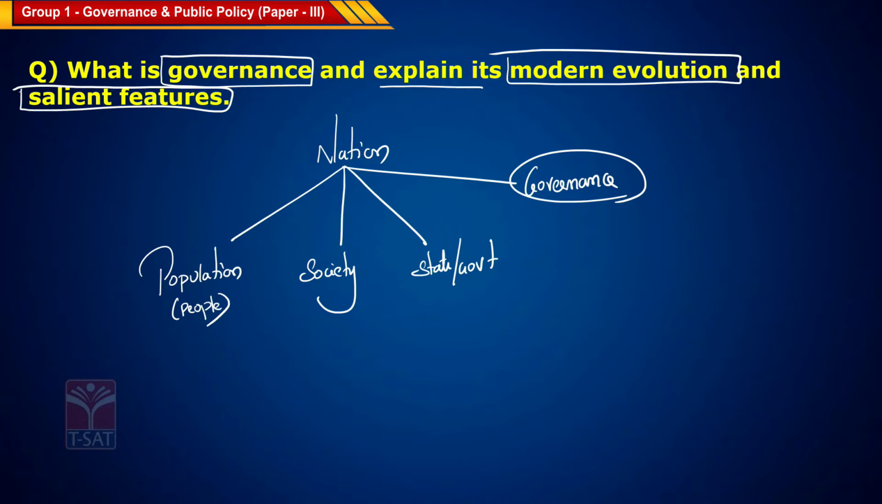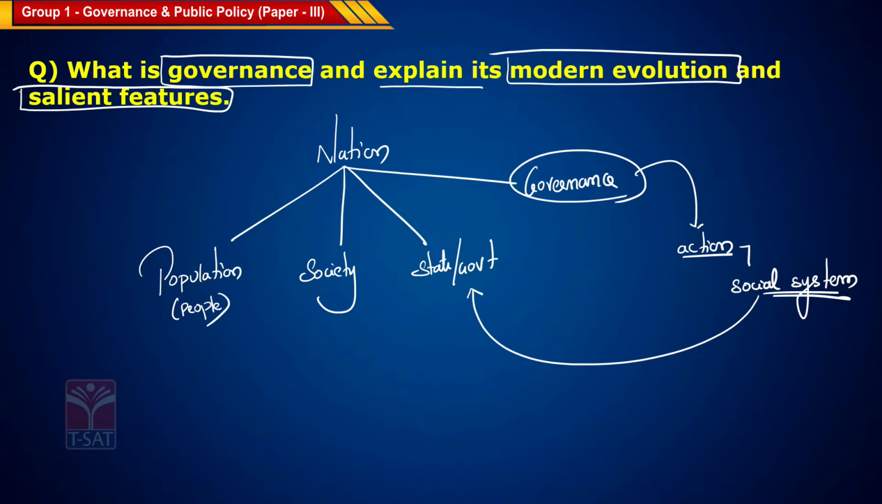Governance is nothing but an action on the social system. Governance is an action on part of the social system done by the state, done by the government. Now, the question is all about explaining its modern evolution. Let us see this one by one.